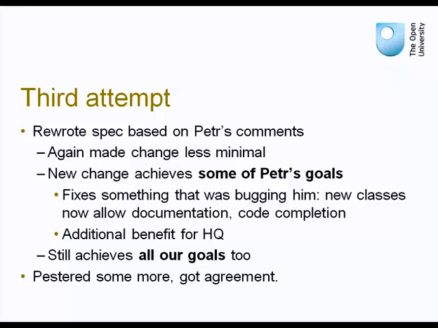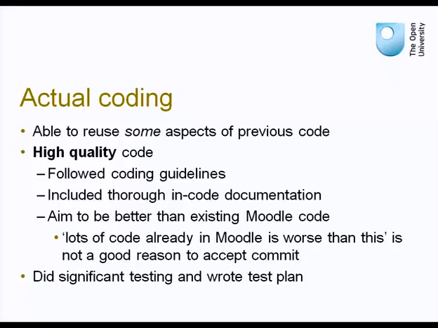So I tested it some more, and with my final spec, he actually agreed that yes, this was a good spec. So then I coded it. I was able to reuse some of the code that I'd done the first time that got rejected, but not all of it. So I made sure to write the best quality code I can write, and obviously it should go without saying that you always write the best quality code you can write, but that perhaps isn't necessarily the case. So for stuff that goes into core, I try and make it really good and follow all the Moodle coding guidelines, include all the boring ones like having the right amount of white space.